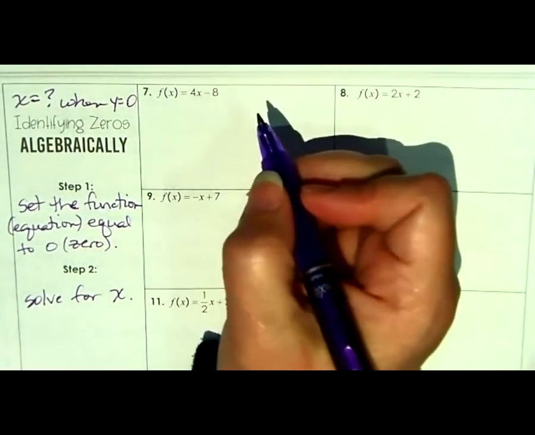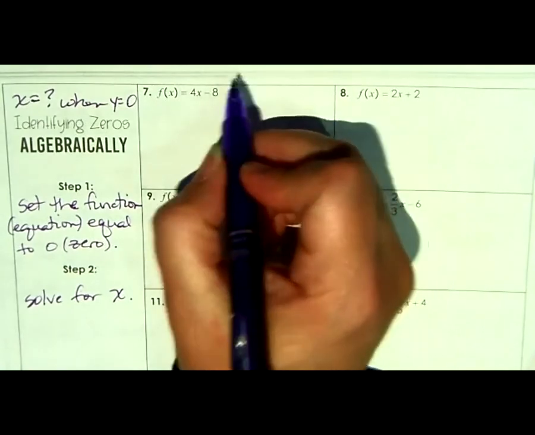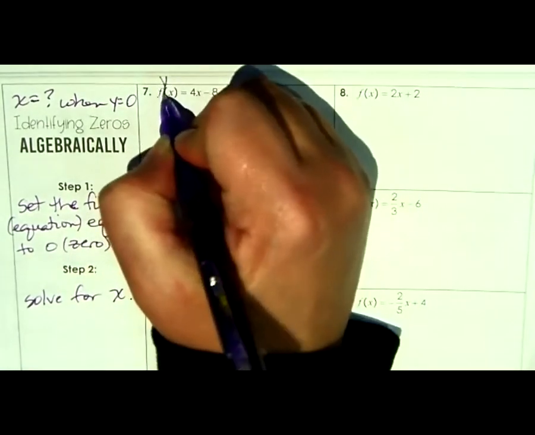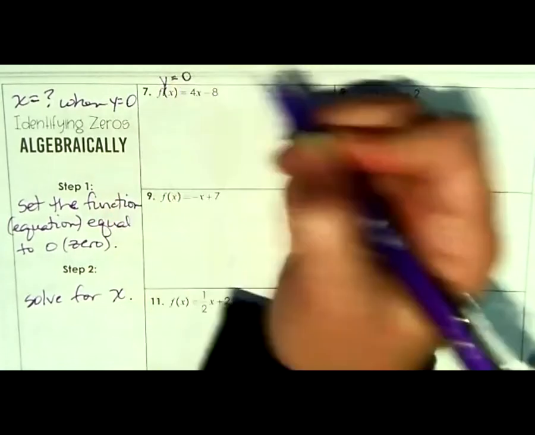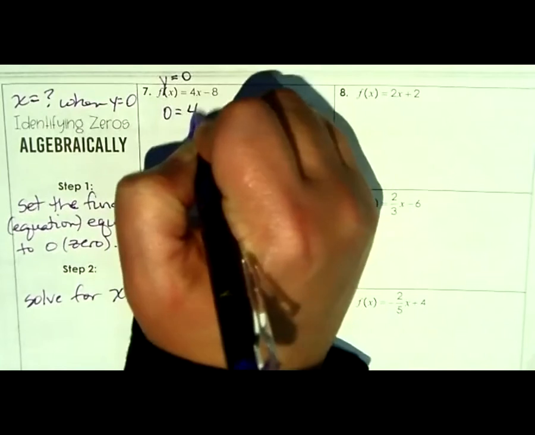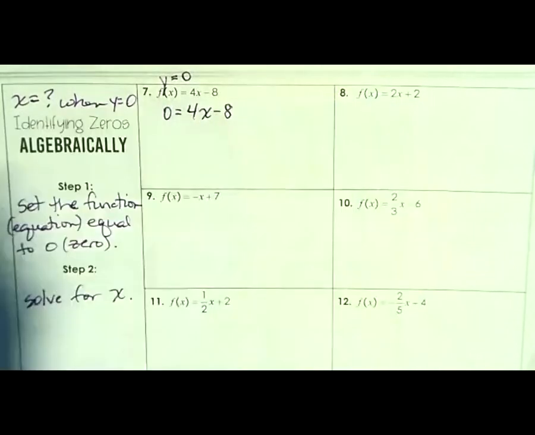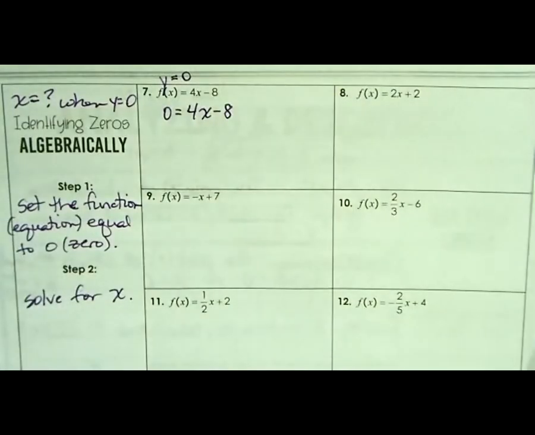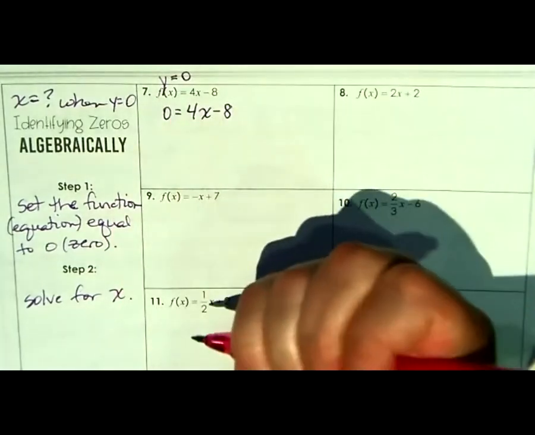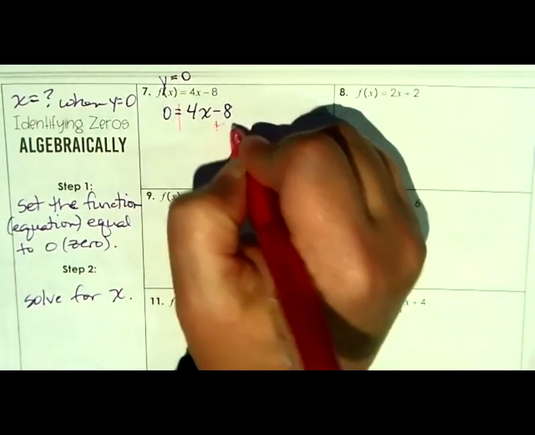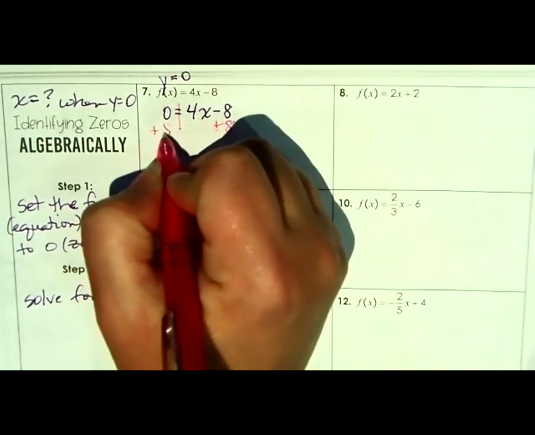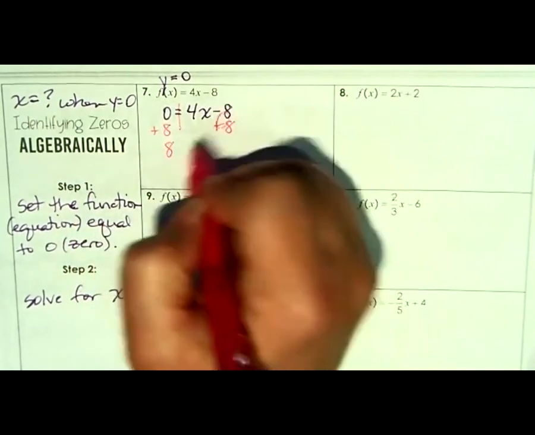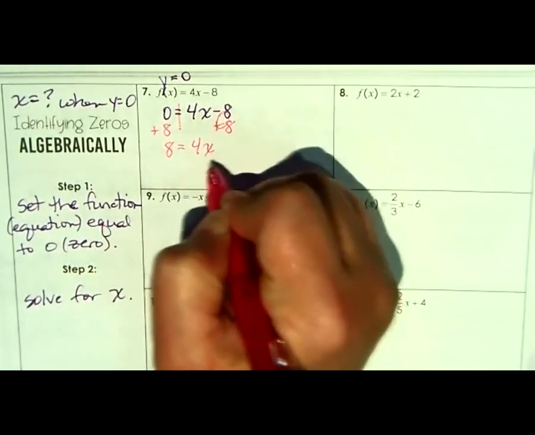All right, so here we go. We're going to do this for number 1. We're going to take f of x. Remember, that's the same as y, and I'm trying to find out when y equals 0, what is x? So I'm going to plug it in. I'm going to have 0 equals 4x minus 8, and now I just solve the equation. Then I add 8 to both sides, and I end up with 8 equals 4x.